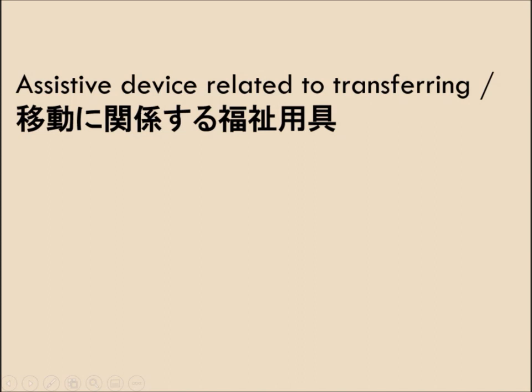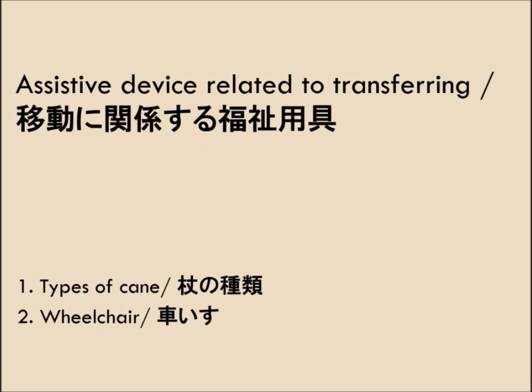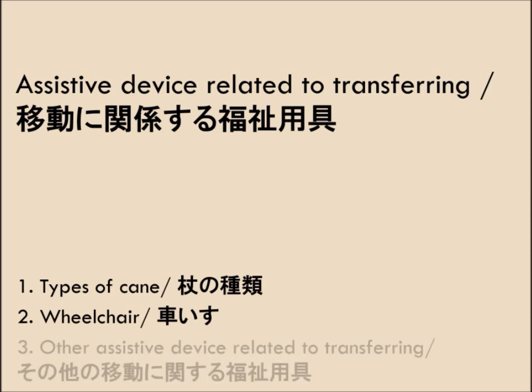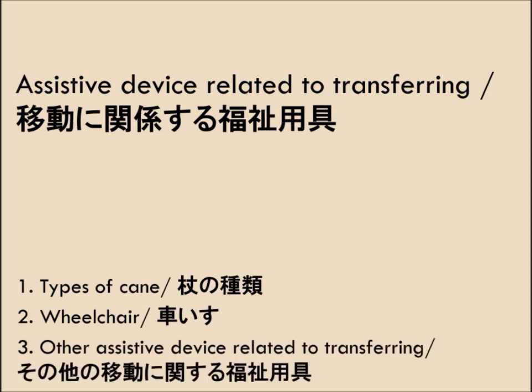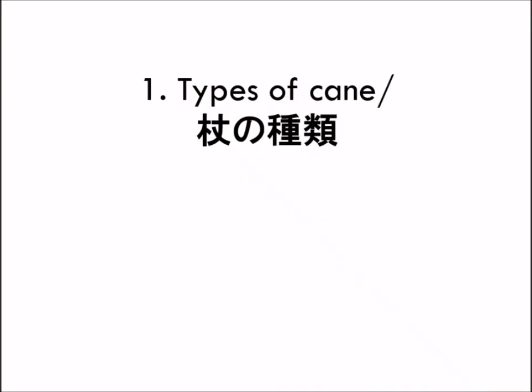Sixth chapter is assistive devices related to transferring. There are 3 sections. 1. Types of cane. 2. Wheelchair. 3. Other assistive devices related to transferring. 1. Types of cane.